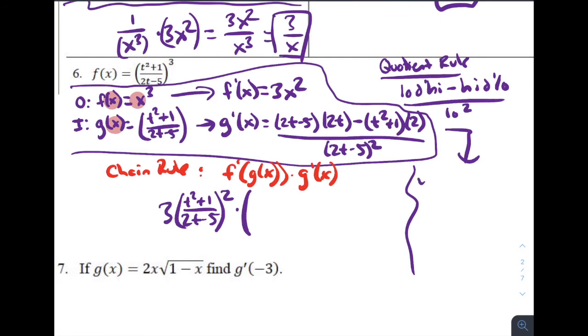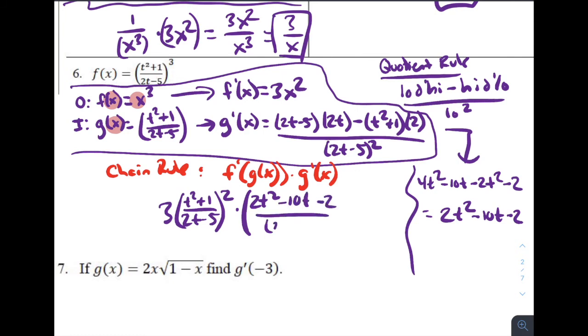That numerator looks like that's going to be 4t squared minus 10t. And then we've got a minus 2t squared minus 2. And so that's going to simplify to be 2t squared minus 10t minus 2. So that's what our numerator is, 2t squared minus 10t minus 2. And the denominator I'll leave the same, 2t minus 5 quantity squared.